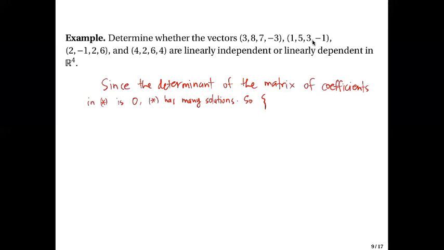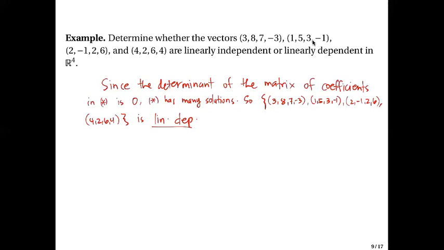So this set here, 3, 8, 7, negative 3; 1, 5, 3, negative 1; 2, negative 1, 2, 6; and the other, 4, 2, 6, 4, is linearly dependent. Okay?